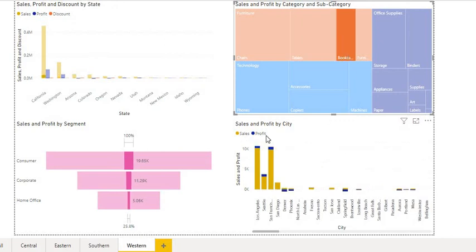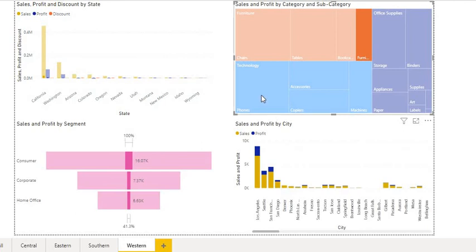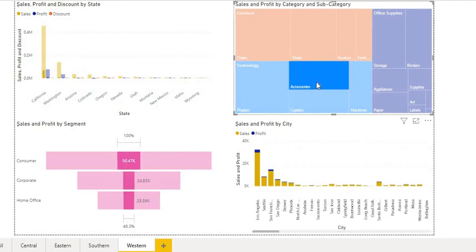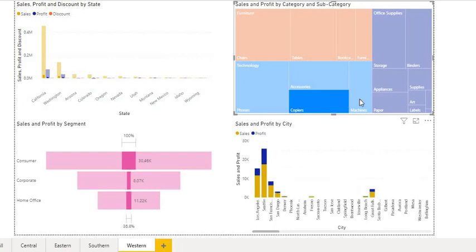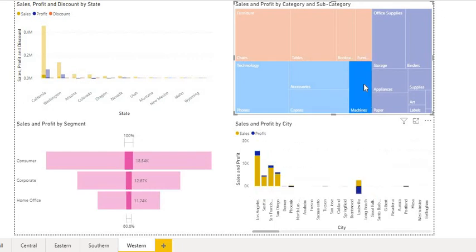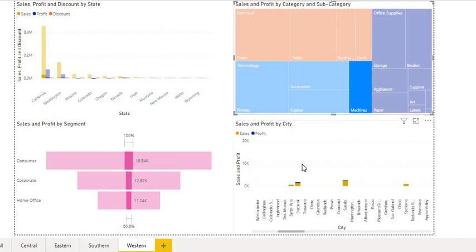Bookcases, mixed up. Furnishings, good. Phones, good. Accessories, good. Copiers are doing well. Machines, there is a large amount of loss in Louisville. So this may be a point of interest, why every city is doing well, what is happening in Louisville.